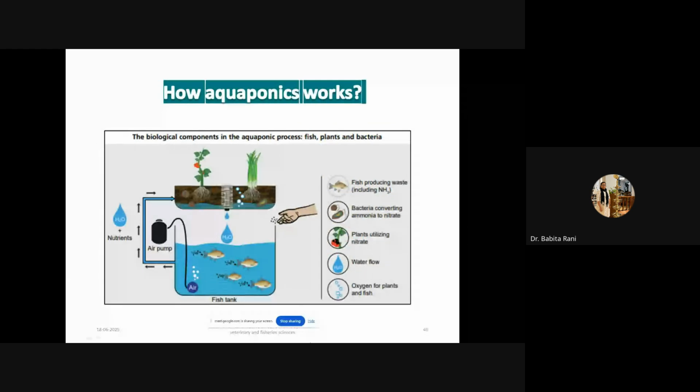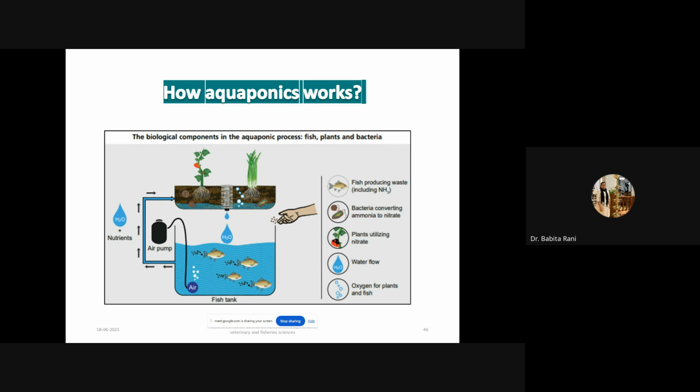So in aquaponics, simply what will happen? We will have an aquaculture tank, a fish tank. From the fish tank, water will be pumped to the hydroponic bed where the plants will be grown. The plants can be anything. It can be fruiting vegetables, non-fruiting vegetables, leafy vegetables, or high-end flowering plants. Even some people do seaweeds also. Seaweeds also we can do as part of the system. So it is just an integration.